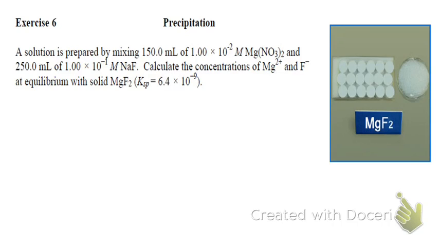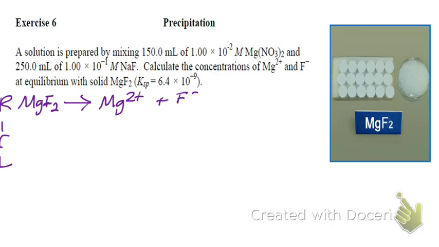So now we have to do the reaction going the other direction, which is the MgF2 breaking apart into the ions. Okay? So initially, that's our R, I, C, E.